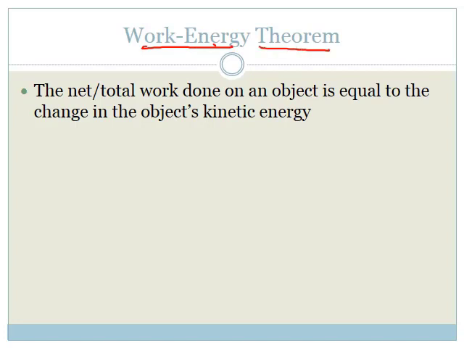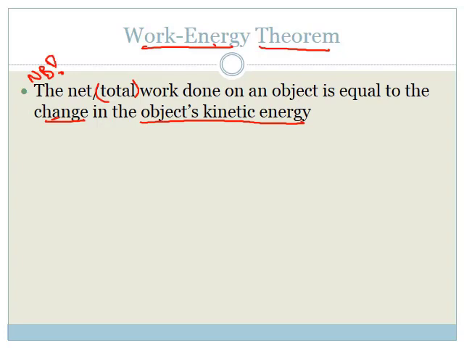So since work and energy are related, where energy is the ability to do work, there is a theorem, and the theorem states the net or total work done on an object is equal to the change in the object's kinetic energy. In grade 12s, you need to know this definition.